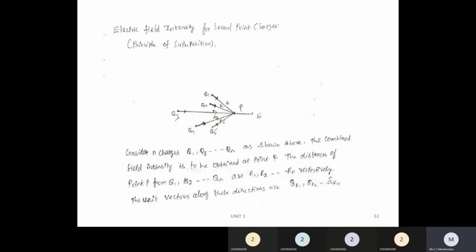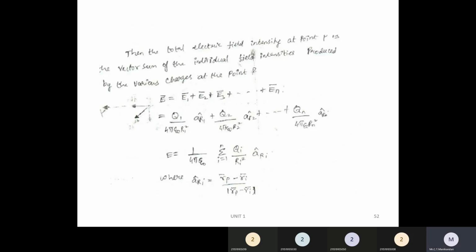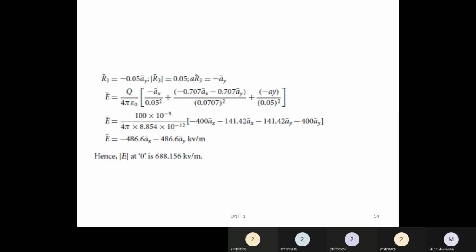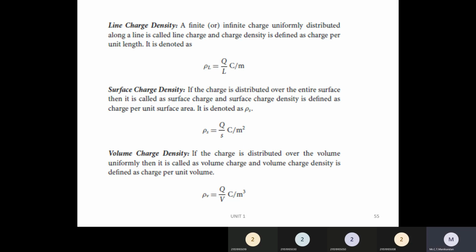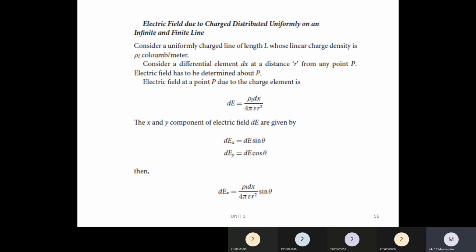So far in today's class we have seen the basic concepts. We also have different charge densities: line charge density, surface charge density and volume charge density. About these you can see in later sessions. Also we will be seeing electric field intensity due to infinite line charges and all these concepts.